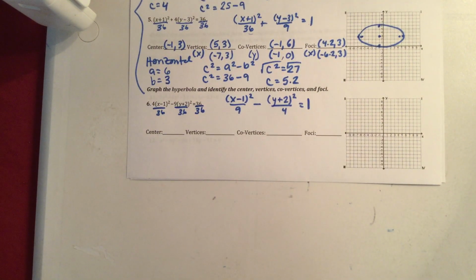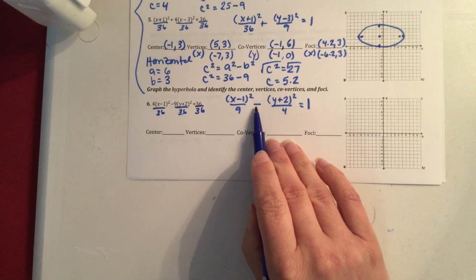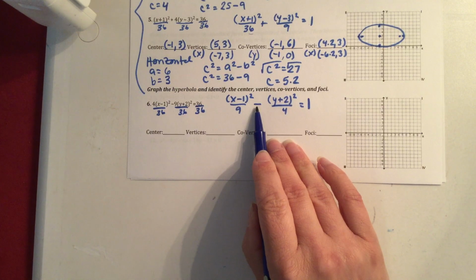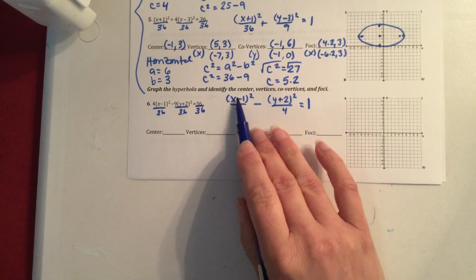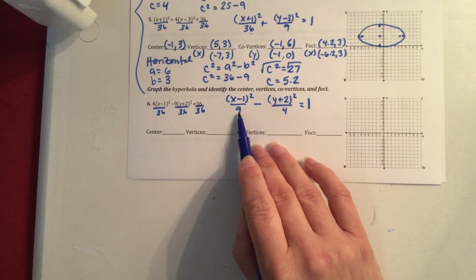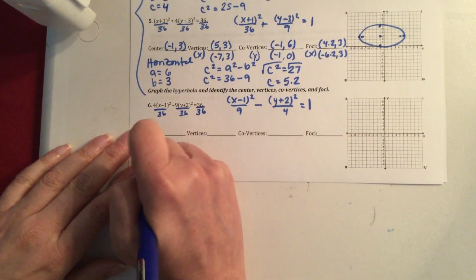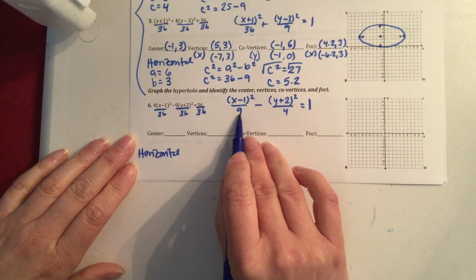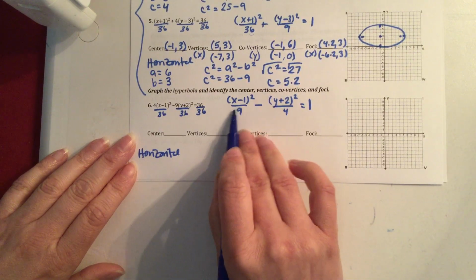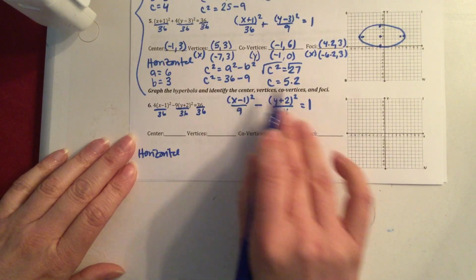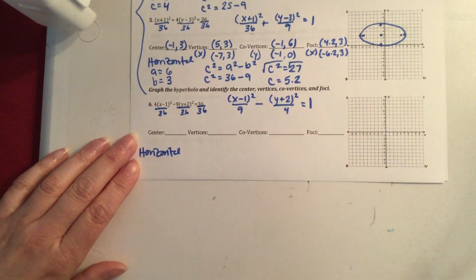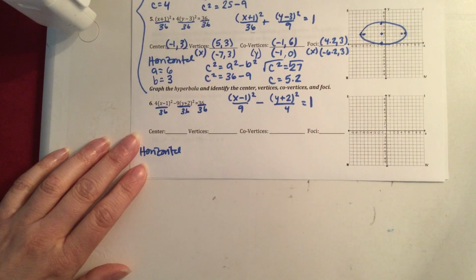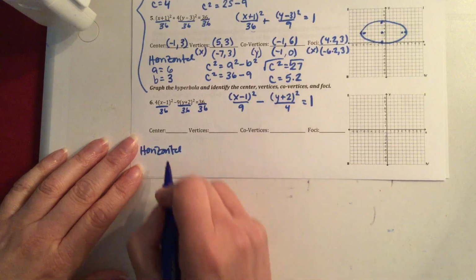Now, when you are dealing with the hyperbola, it does not matter which denominator is bigger. What matters is that your minus is in between the two fractions. The first fraction, that tells you if it's vertical or horizontal. This is an x, so it's horizontal. The first fraction is going to help us to identify A. The second fraction helps us identify B. It does not matter which one is larger. Okay, let's go ahead and do this.